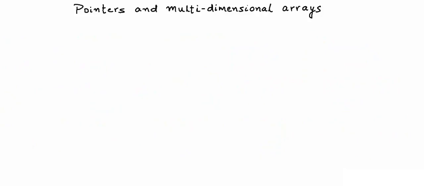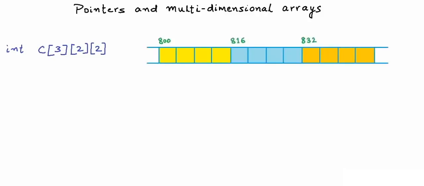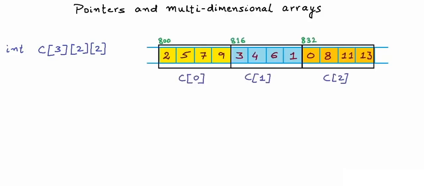Now let's say we have created a 3-dimensional array named C. We have an array of 3 cross 2 cross 2. A 3-dimensional array is basically an array or collection of 2-dimensional arrays. So if I have to show C in memory, I will show it something like this. I have assumed that the starting address of C is byte addressed 800. The first 16 bytes starting address 800 is my first 2-dimensional array. I am assuming that each integer will take 4 bytes. So all these cells in yellow are part of the first 2-dimensional array.